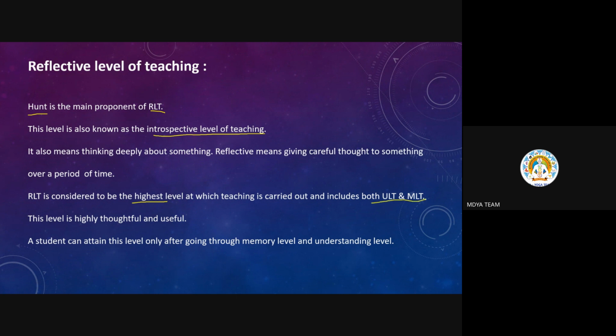Just remember that understanding level of teaching contains memory level of teaching, and reflective level of teaching contains understanding level as well as memory level. This level is highly thoughtful and useful. A student can attain this level only after going through memory level and understanding level. In order to come to reflective level, you have to cross the memory level and understanding level. Okay?